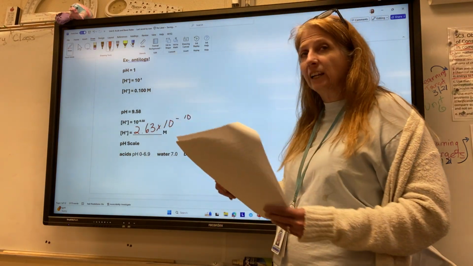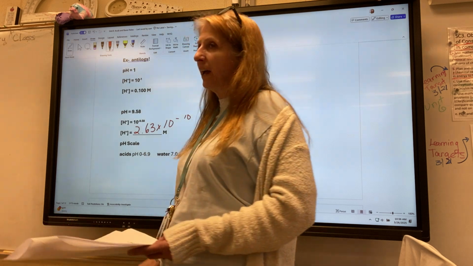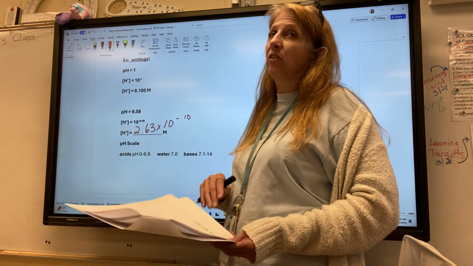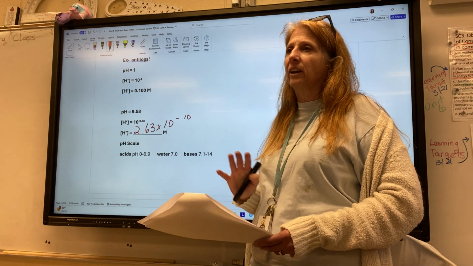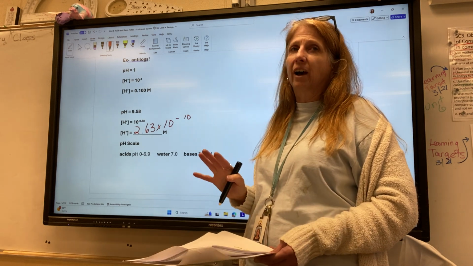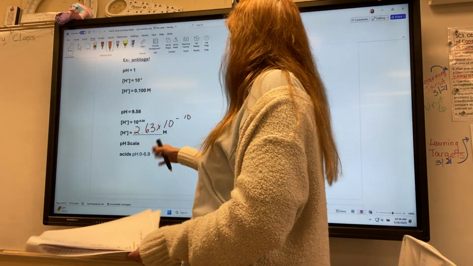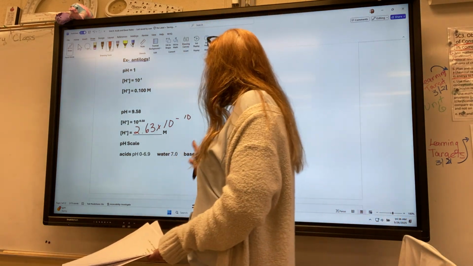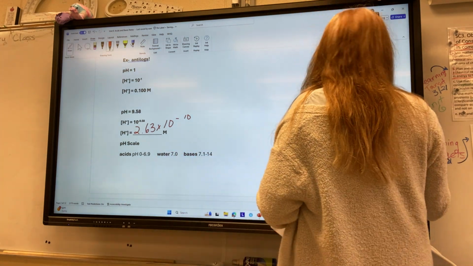Okay, so the pH scale: acids are 0 to 6.9. Actually, acids can be less than that. You can get a negative number. So if you do a problem and you get a negative number for a pH, don't freak out. It's possible. If it's really, really strong, it can actually be less than 0. Water is 7, and bases are 7.1 to 14. Y'all learned that in honors.